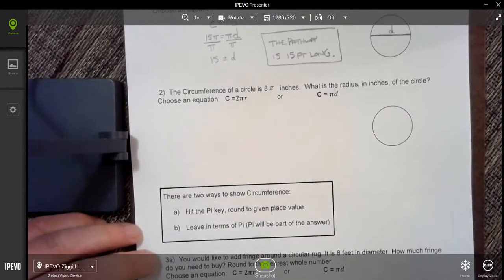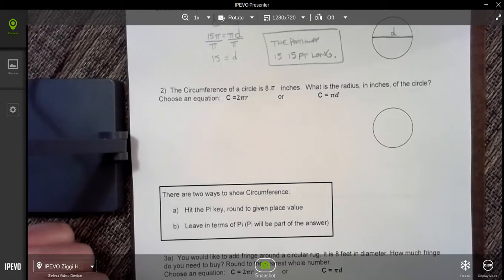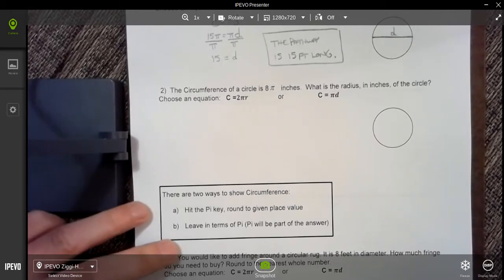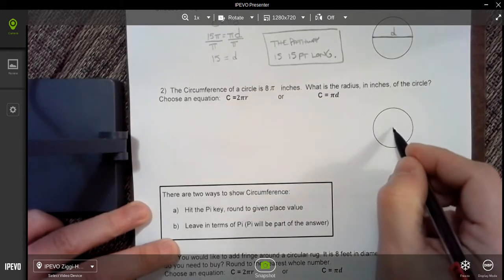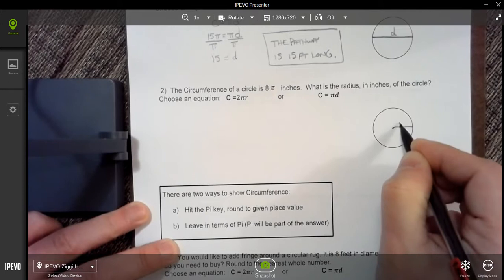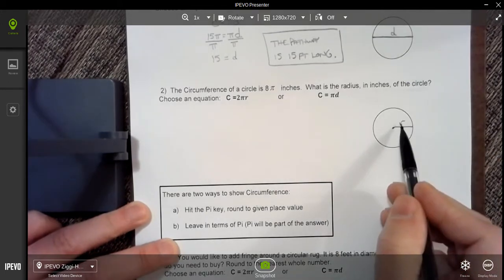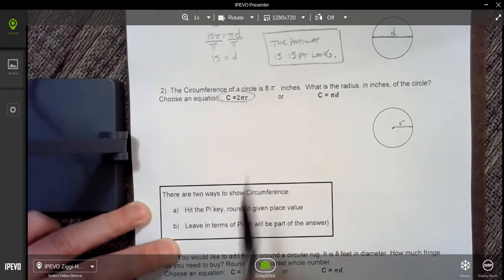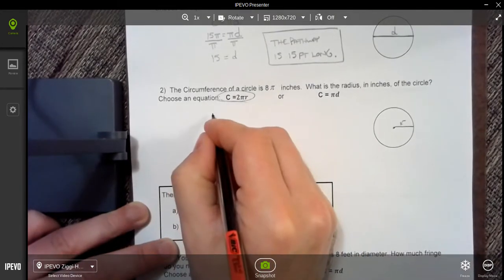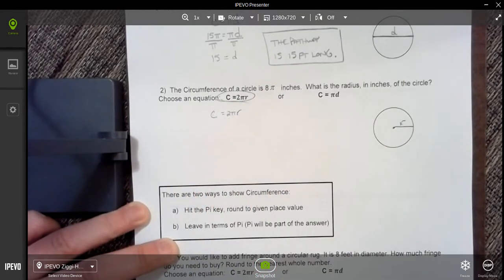Okay. In our second example, the circumference of a circle is 8 pi inches. They want to know this time, what is the radius of the circle? If I look at my circle here, I'm going to draw in a radius that goes from the center to any point on the circle. Since we're referencing the radius, I'm going to have to use this formula, C equals 2 pi r. So again, I'm going to rewrite my formula first, C equals 2 pi r.